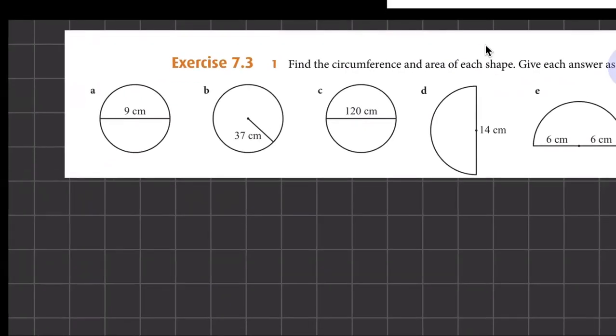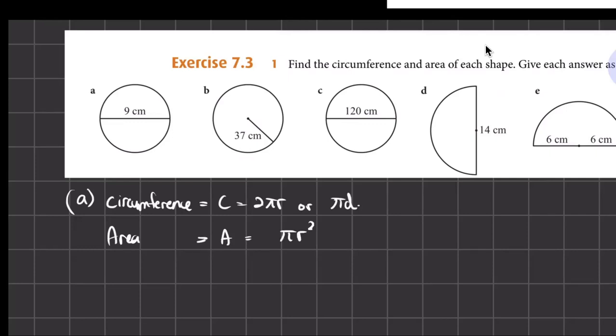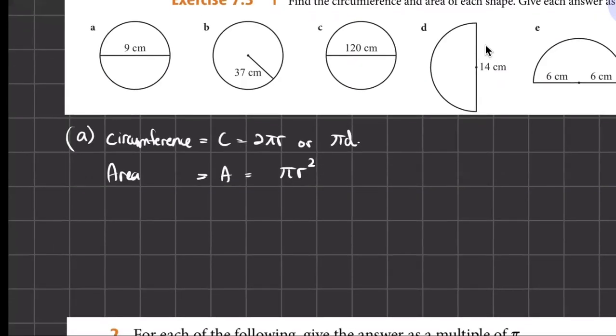For circumference, I'm going to write C. For question A, circumference is C, which is 2 pi r, or pi d. You can do either or. Area is equal to A, pi r squared. You must have r, not your diameter. You must have your radius.